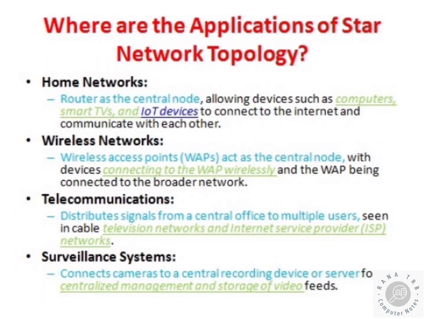What are the applications of star network topology? That is, where are the places that we use this? First is the home network, and next are wireless networks, telecommunication and surveillance systems. Routers are the central node allowing devices such as computers to connect to the internet and communicate with other devices. In wireless, they use a wireless access point as the central node. In telecommunication, they use a central office serving multiple users. And in surveillance systems, they connect cameras to the central recording device or server.